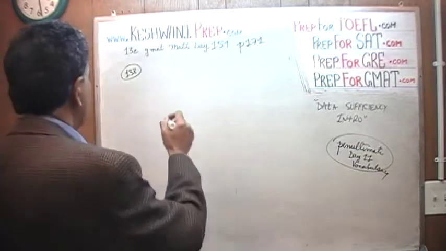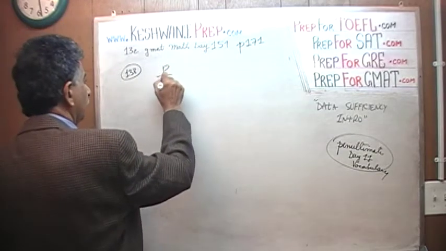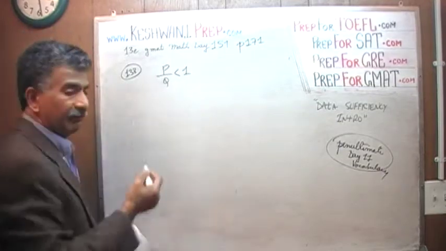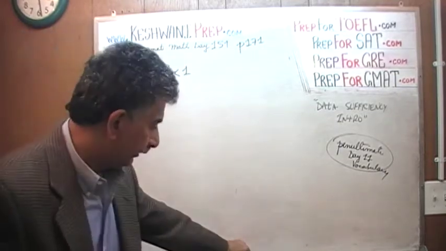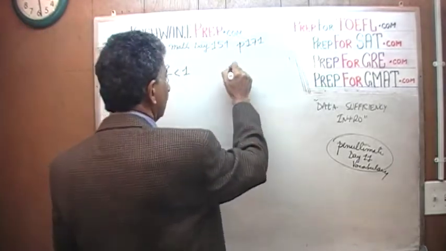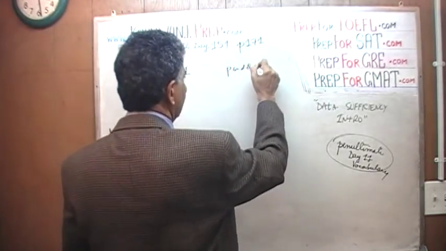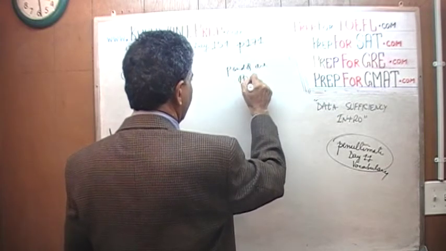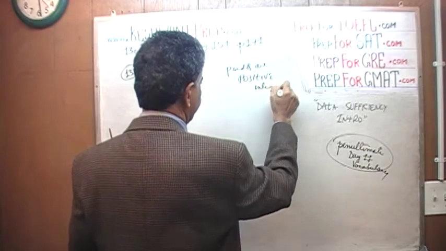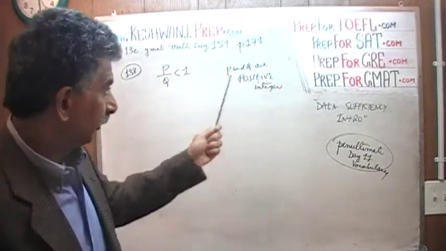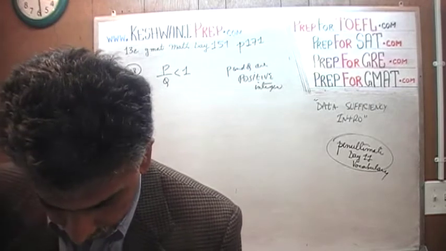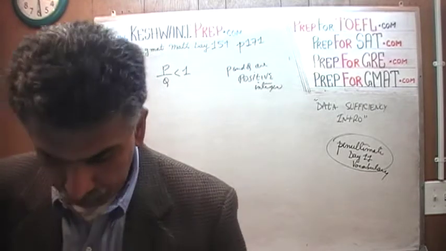They tell us that P over Q is less than 1. Now the only way the fraction can be less than 1, given the fact that both P and Q are positive integers. How do we know that? Because they tell us that. They tell us in the problem that they are both positive. Where is it? P and Q are both positive integers.